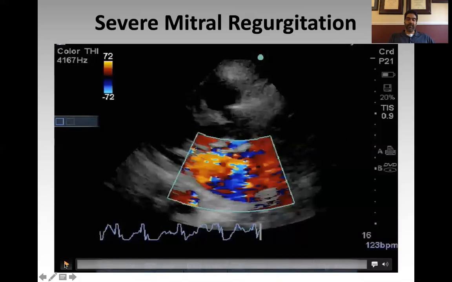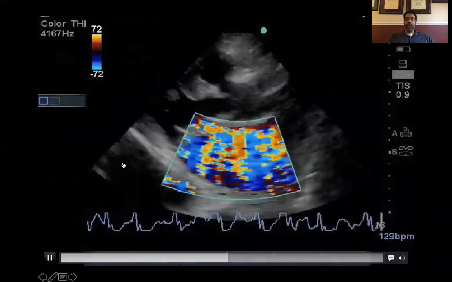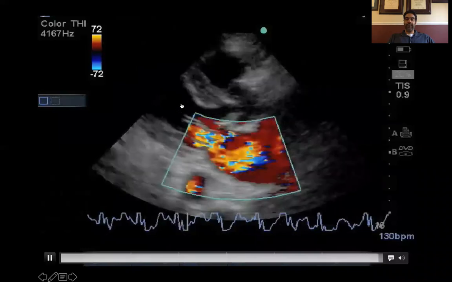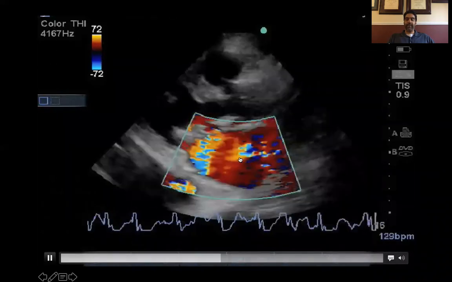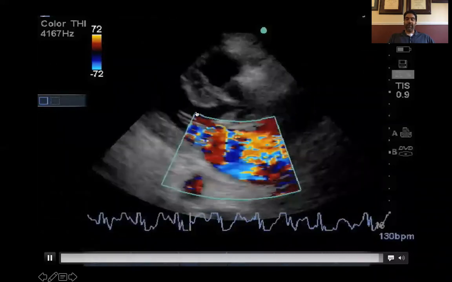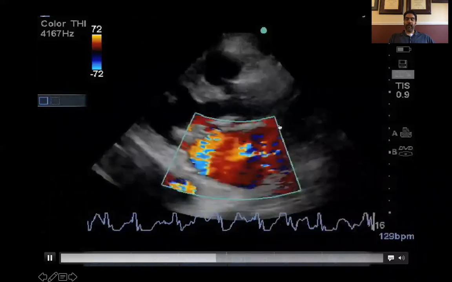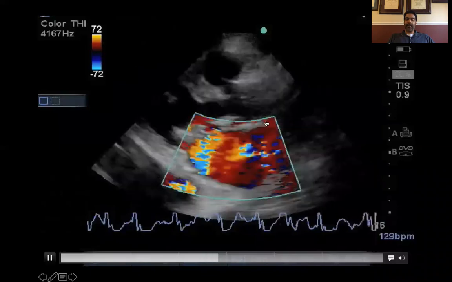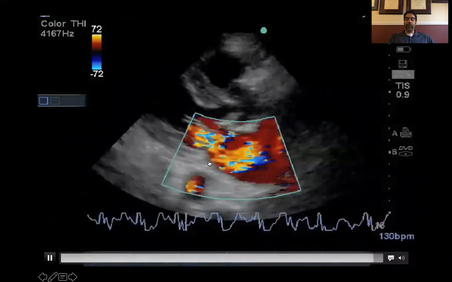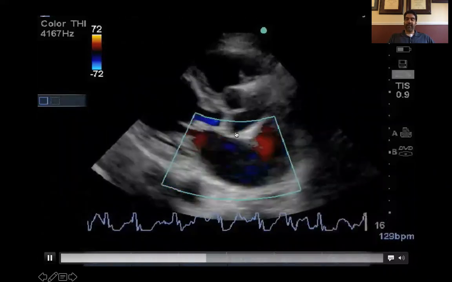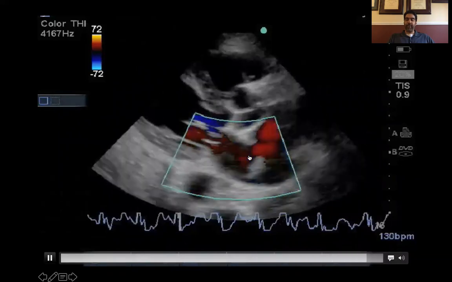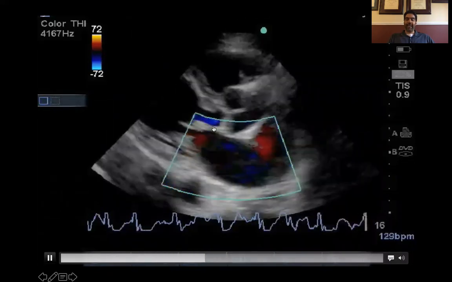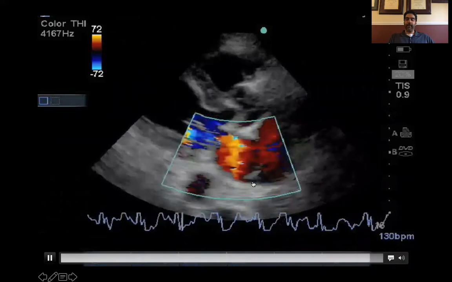So here's an example of severe mitral regurg. What we're looking at here is a parasternal long axis view. There is the left ventricle here. There's the left atrium, the mitral valve. We have our color window here. And notice that it is encompassing the entire mitral valve and the entire left atrium. Okay, I will show you at the bedside how to adjust the size and position of that color window. But you want to make it the same size as the left atrium.